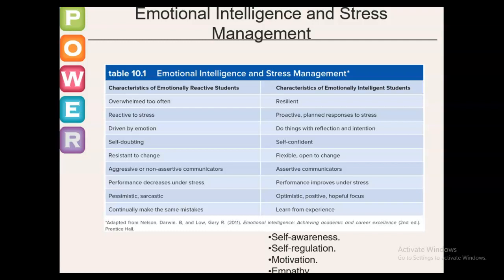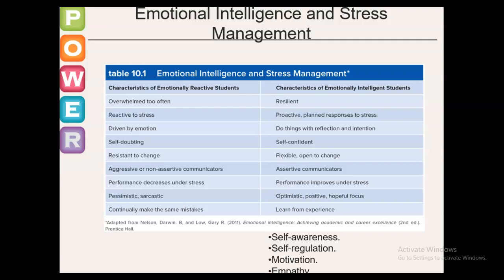So looking at the difference between the two characteristics, we have characteristics of emotionally reactive students. Students are generally overwhelmed quite often, very reactive to stress, driven by emotion, self-doubting, resistant to change, aggressive or non-assertive communicators. Performance decreases under stress. They may be pessimistic, sarcastic, and continually make the same mistakes.